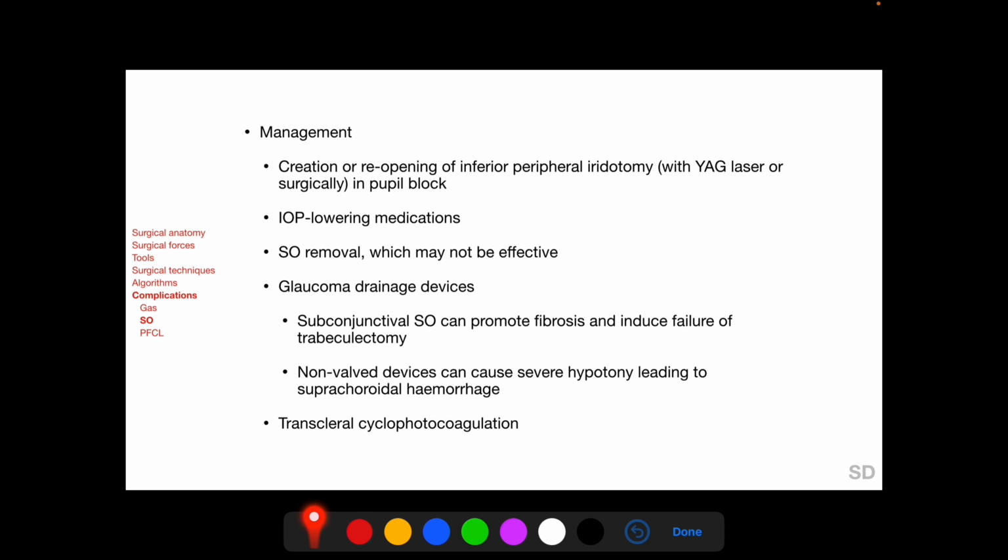Management of silicone oil-induced glaucoma includes creation or reopening of inferior PI in eyes with pupil block, intraocular pressure lowering medications, and silicone oil removal, but silicone oil removal may not be effective in lowering intraocular pressure. Glaucoma drainage devices or transscleral cyclophotocoagulation are used instead of trabeculectomy because subconjunctival silicone oil can promote subconjunctival fibrosis and induce failure of trabeculectomy.